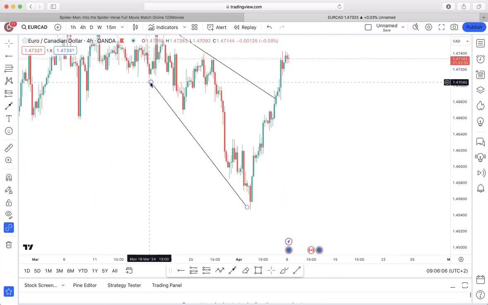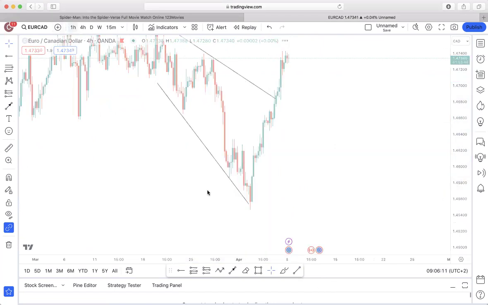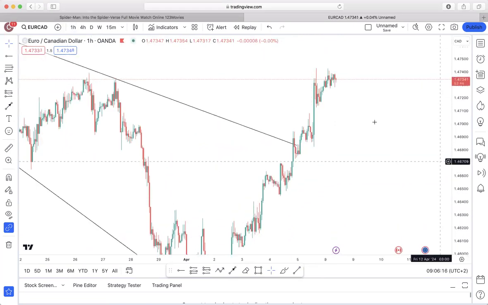Let us align our trend lines neatly, and then we jump onto our lower time frame. On the lower time frame, what are we looking for? Just a simple continuation structure that we can use to enter.